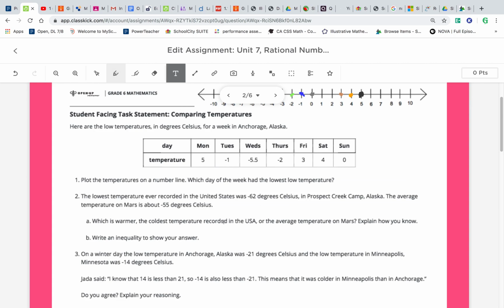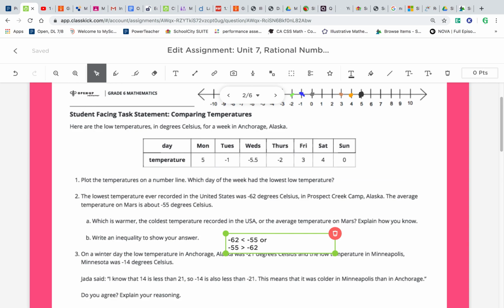Okay, so the way we're going to do that is I like to start with the smaller number. You could actually start either way, but let's start with the smaller number. The smaller number is -62, and that is less than -55. Or you could start with the bigger number first. You could say -55 is greater than -62.